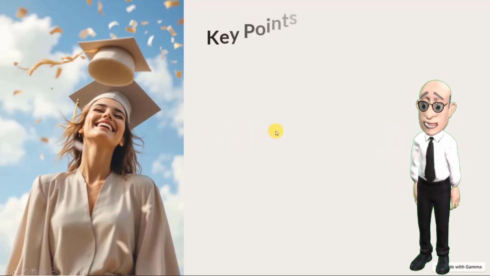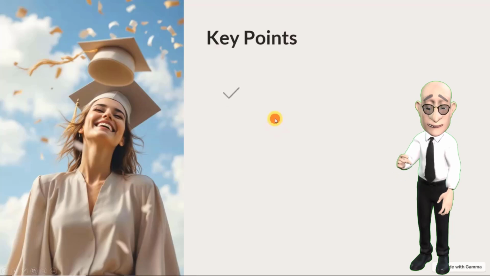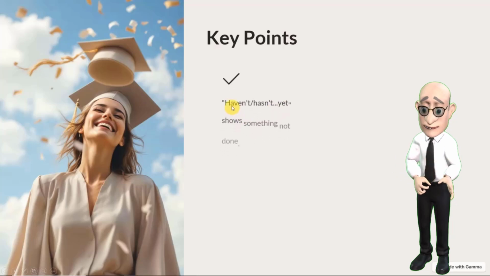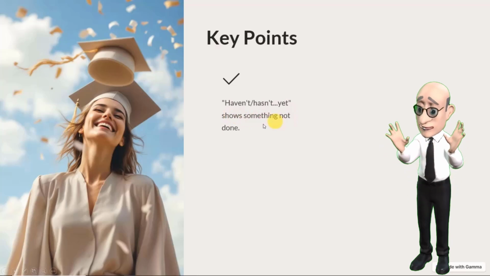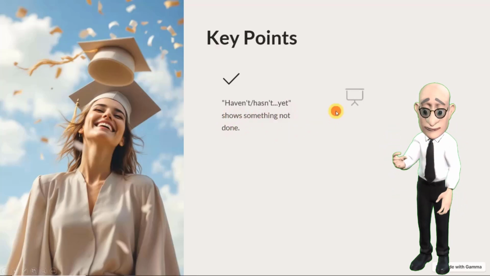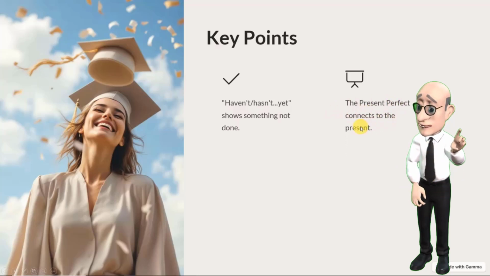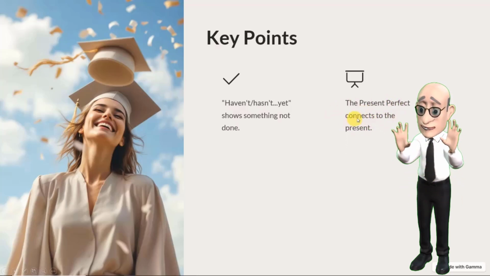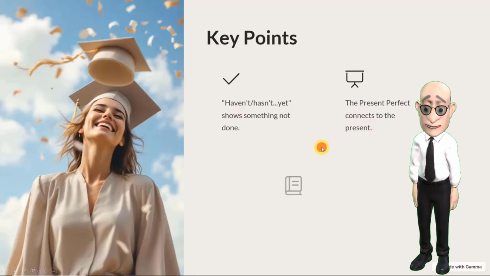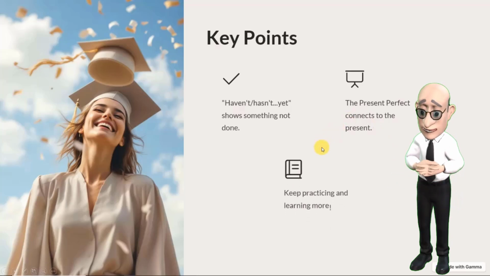Let's go look at some key points of the lesson. What should you be taking away from this lesson? Haven't, hasn't, yet. Something shows something not done, right? The present perfect connects to the present. Like I explained to you, it's like a bridge between the two. And of course, like every time, keep practicing and learn more, right? Keep practicing and learning more.